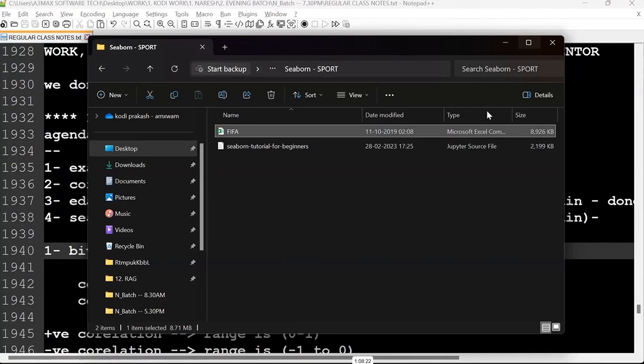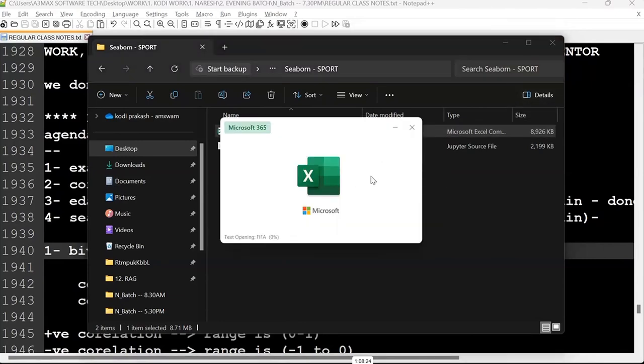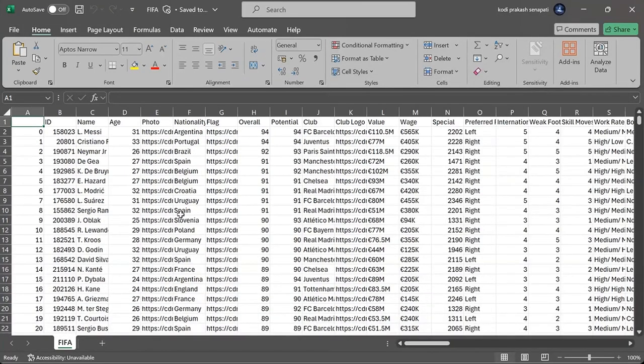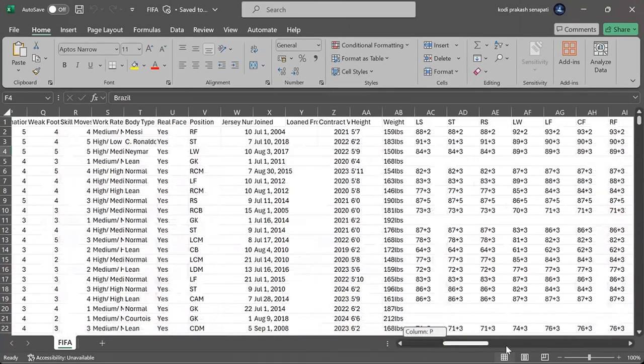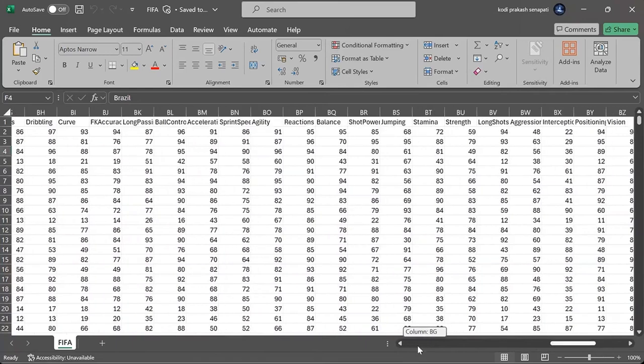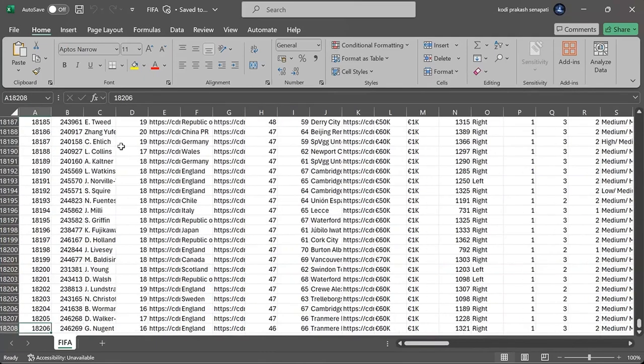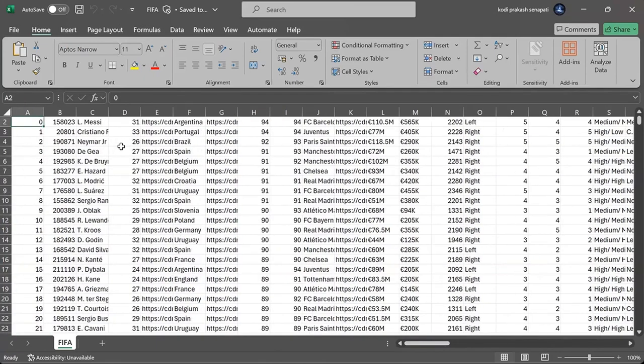Okay, just open it. Do you see this, guys? Look at the data set. This data is so genuine. I want to read this. Football ID. How many records do I have, guys? I have almost 18,208 records.